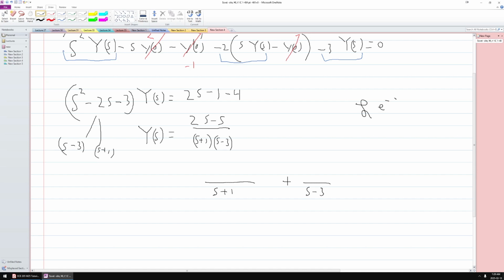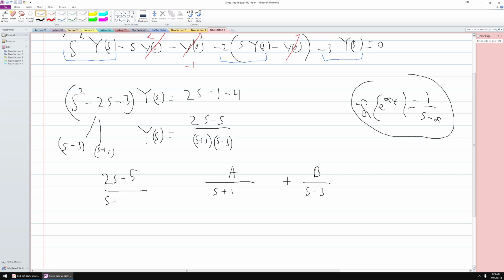to the alpha t is going to be 1 over s minus alpha. Yeah, so we have this one from exponential modulation applied to 1. So these are just going to be flat out exponentials, so I can use the standard guess, right? If I figure out what a and b are, it's going to be a times e to the negative 1t plus b times e to the 3t. To match these, I just do the cover-up method. So I get 2s minus 5 over my s plus 1, s minus 3.